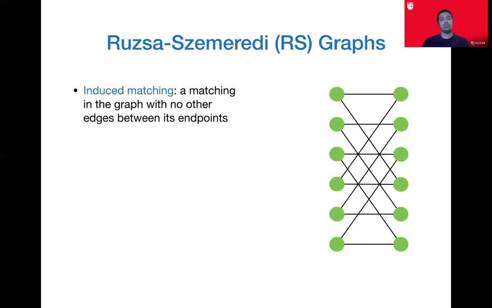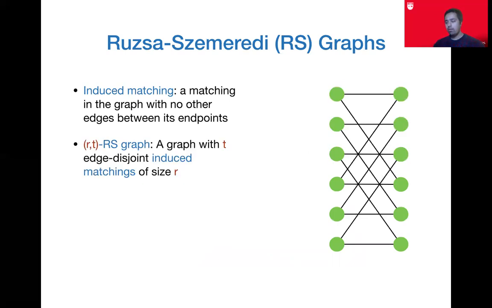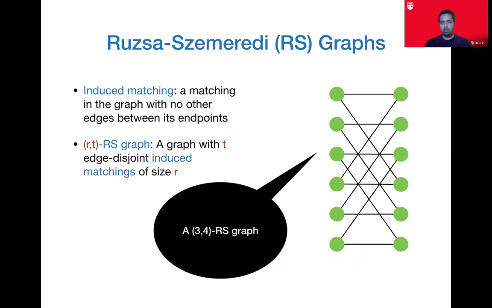In a quick definition, in a graph, I'll say that a matching of a graph is induced if there are no other edges between the vertices of the matching. So this is an induced matching. Now I say that a graph is an RT-RS graph if its edges can be partitioned into T induced matchings, each of size R. So this is a 3x4 RS graph, one induced matching, another.